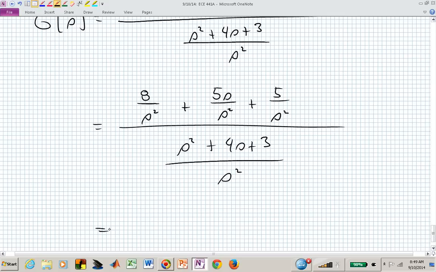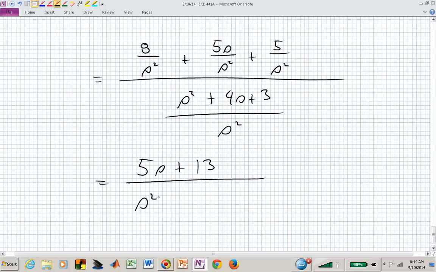And what's our transfer function? We can get rid of the denominators in the numerator and the denominator. They're common, and we have 5s plus 13 all divided by s squared plus 4s plus 3. Our transfer function then is 5s plus 13 over s squared plus 4s plus 3, and that's now our transfer function. Questions on that?